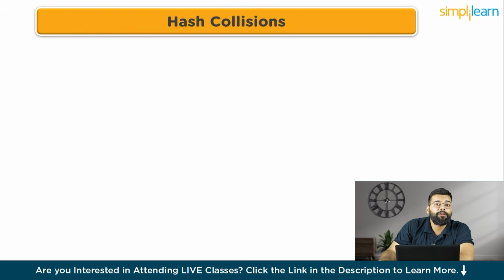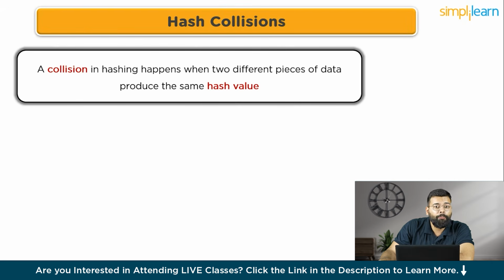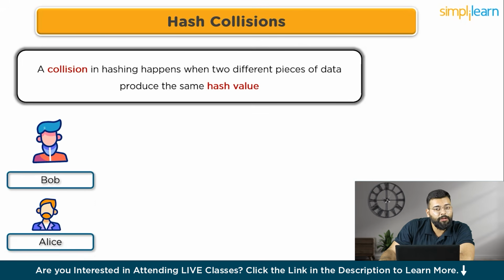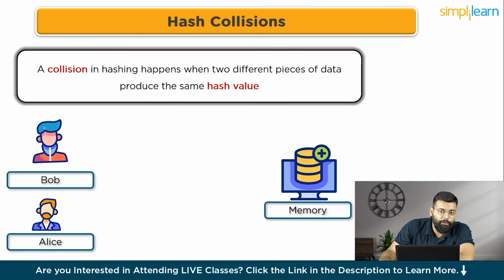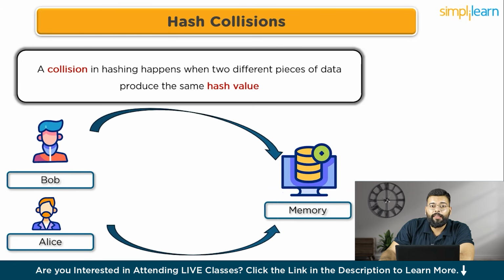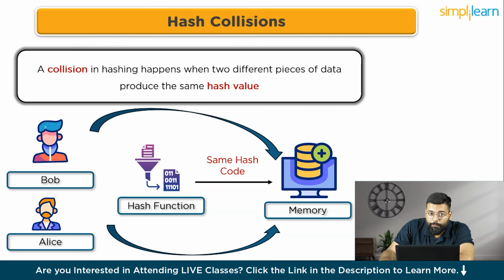Now we'll move to the hash collisions. What are collisions and why do they occur? A collision in hashing happens when two different pieces of data produce the same hash value. Imagine you have two different people with different names, but their names end up being stored in the same spot because the hash function gave them the same hash code. This happens because the hash function can only create a limited number of codes. So sometimes different data can end up with the same code.